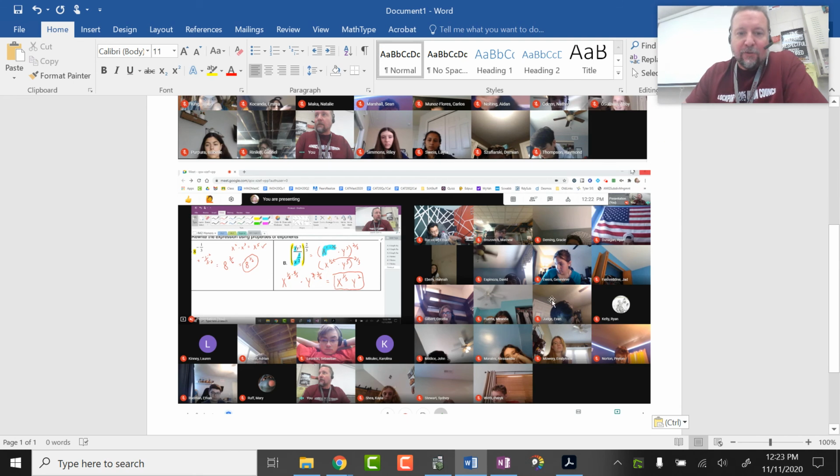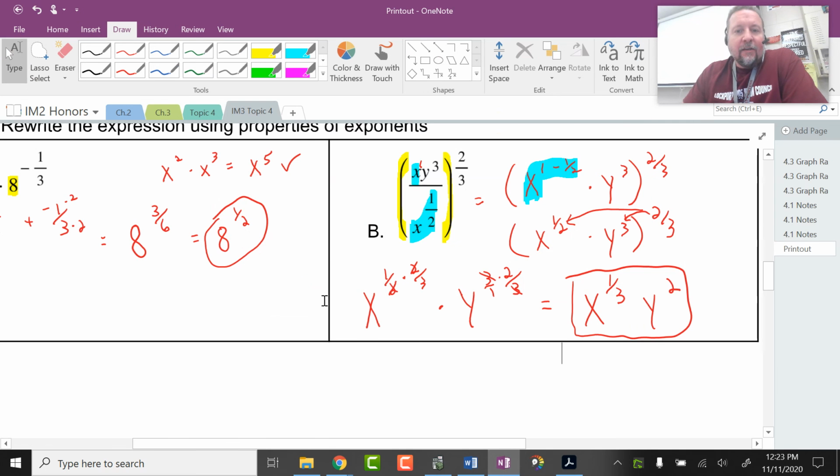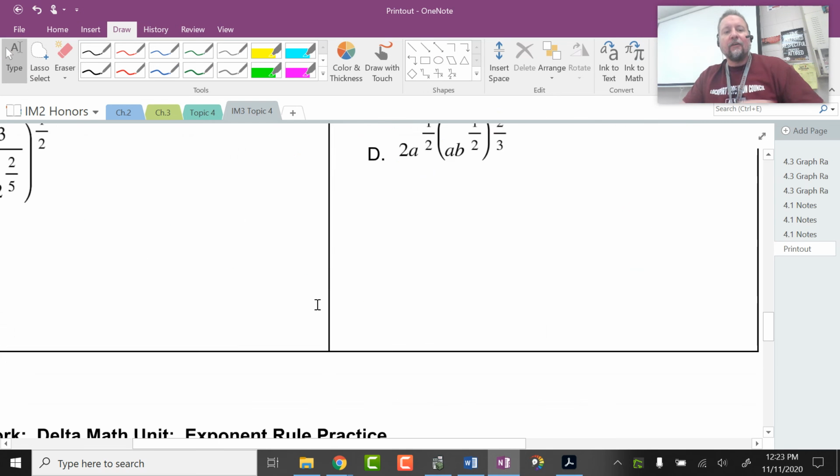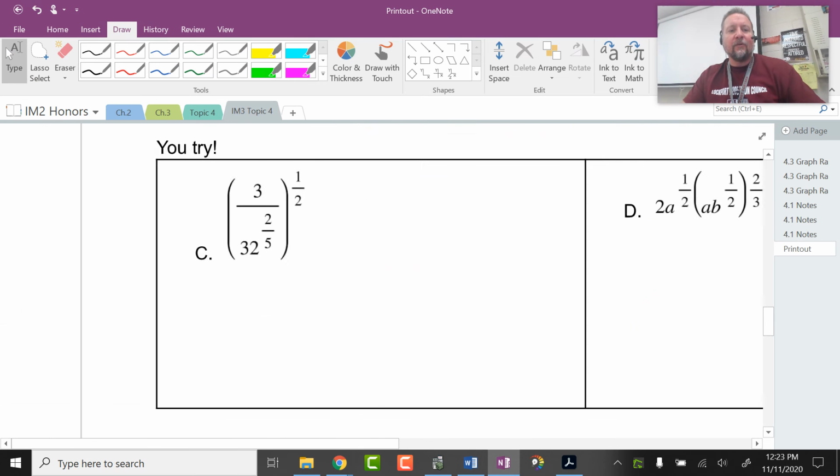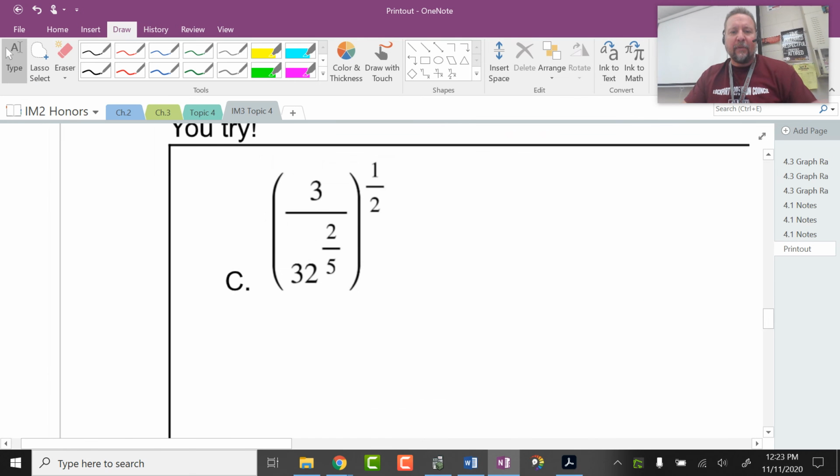Control V. I get to see your pictures there. Okay. All right. Two more. And they are some crazy ones. All right. And remember, your Delta Math is probably just more basic.